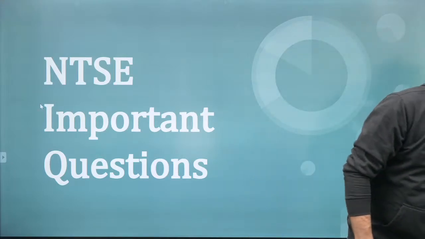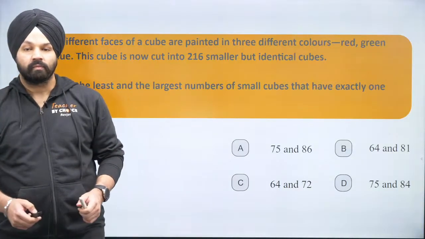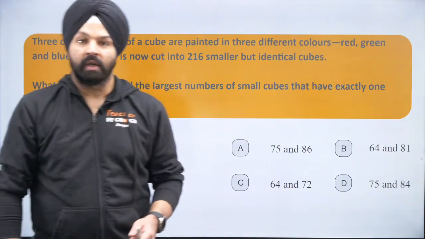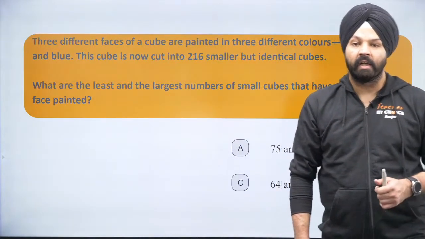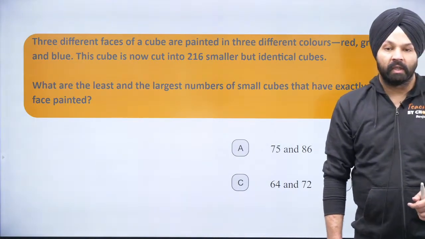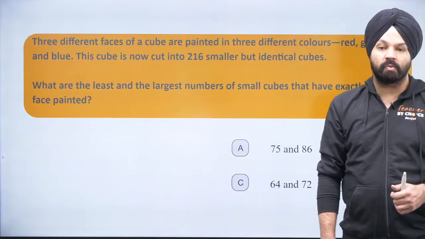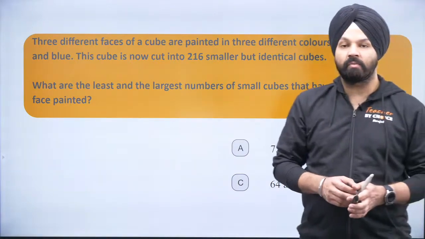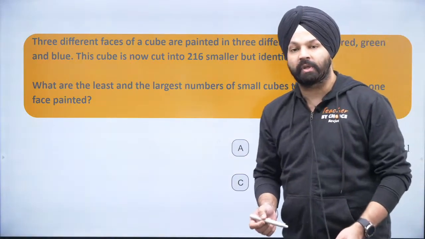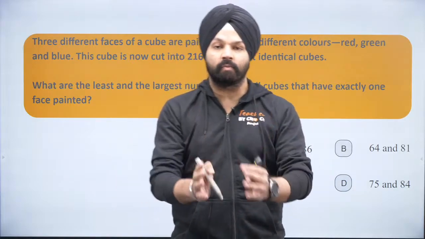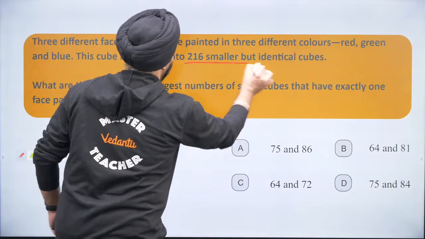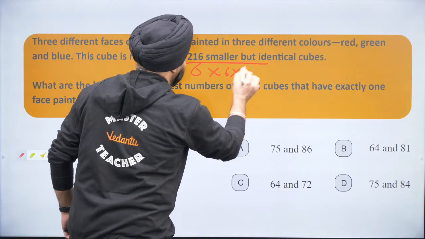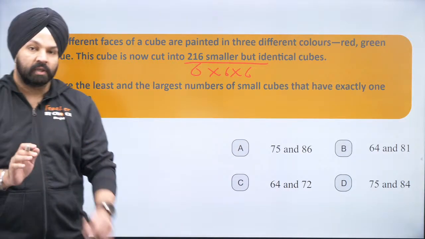Everyone is ready, so we are also ready to start. We are moving on to the first question. Please have a look at the first question. The first question is in concern to cubes. It says that 3 different faces of a cube are painted in 3 different colors, red, green and blue. This cube is now cut into 216 small but identical cubes. So the first most important thing is that 216 cubes are there. That means the final cube is 6 by 6 by 6. So what we are creating right now is a 6 by 6 by 6 cube. This is known to us.